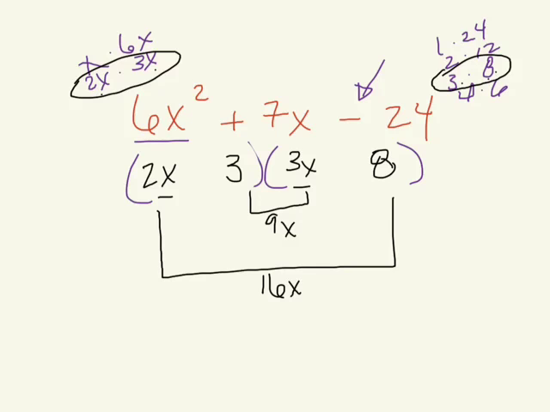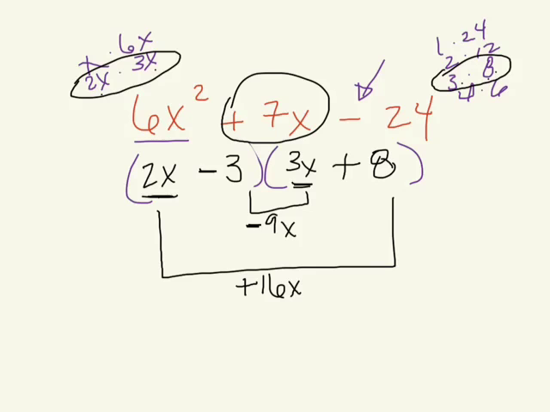Right? 8 and 3. Okay, so anyway, we're trying to get a positive 7x. That's what we're trying to get. So how would you get a positive 7x? You would get a positive 7x by having a positive 16x and a negative 9x. How do you get a positive 16x? Well, you have to have a positive 8 times a positive 2x. That's a positive 16x. How do you get a negative 9x right here? Negative 9x. Well, you have a negative 3 times a positive 3, and that gives you a negative 9x.